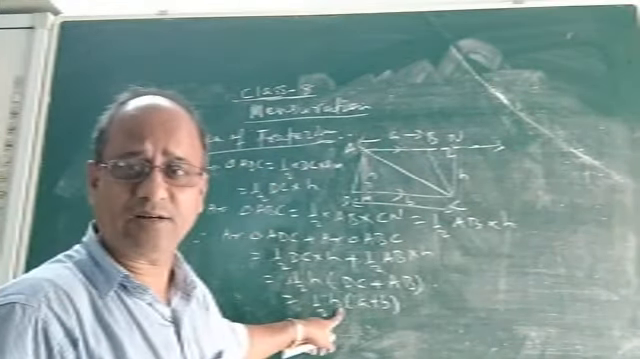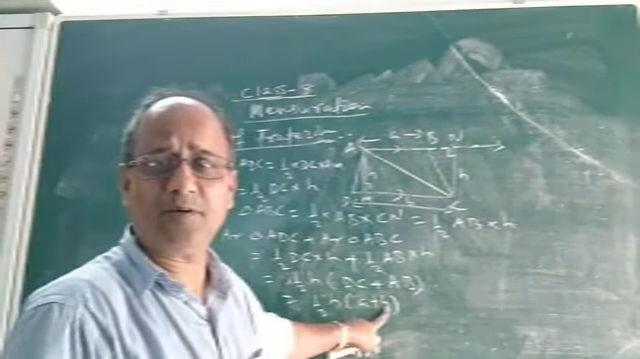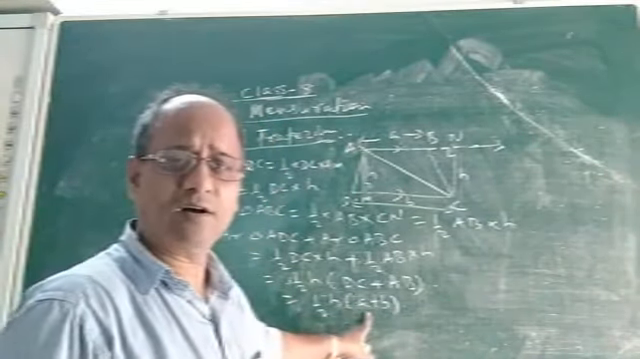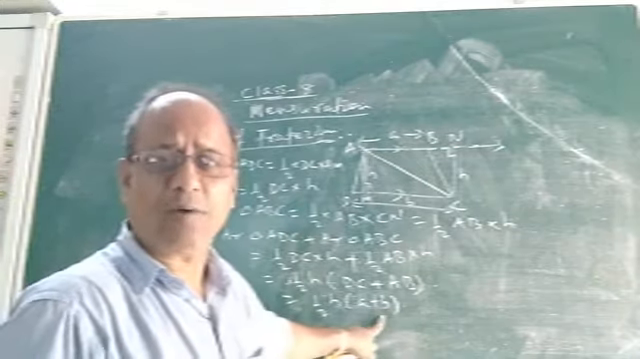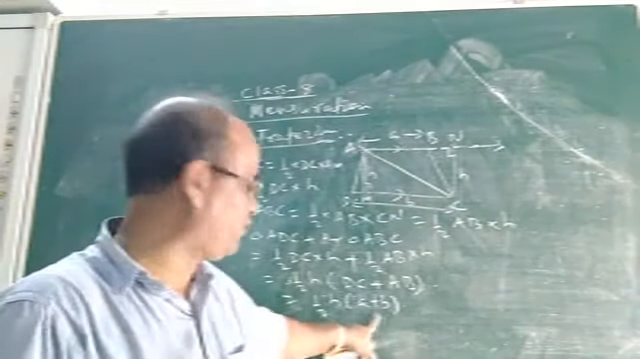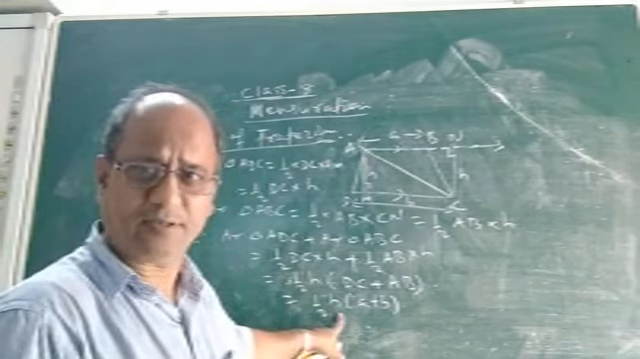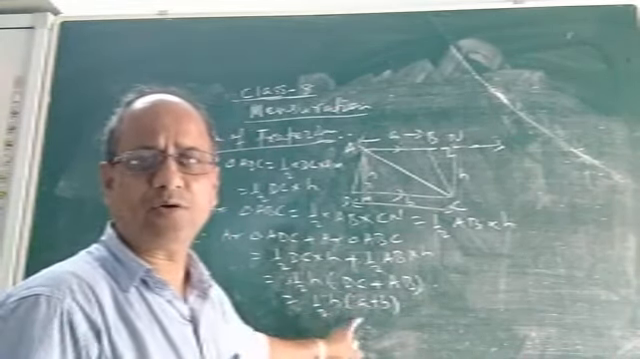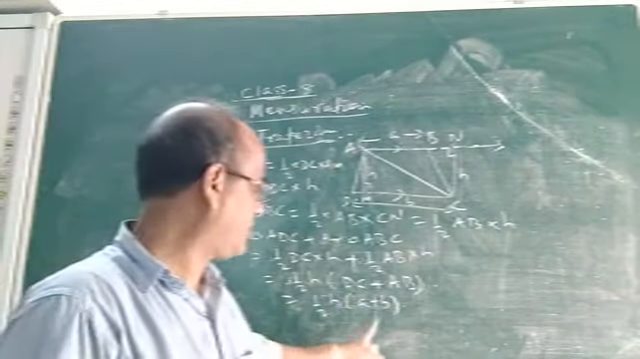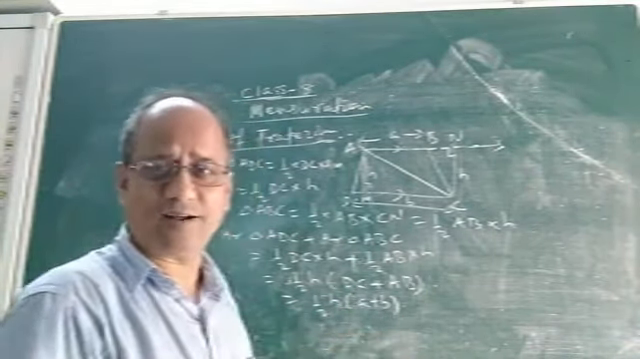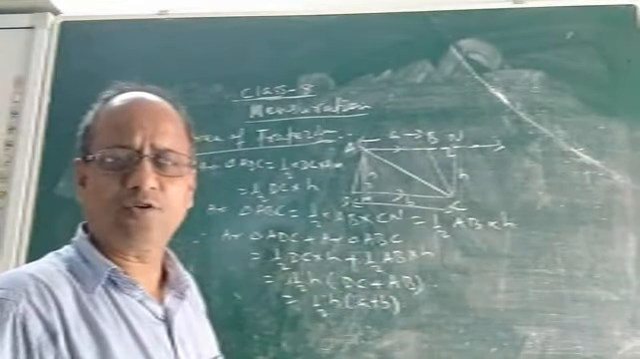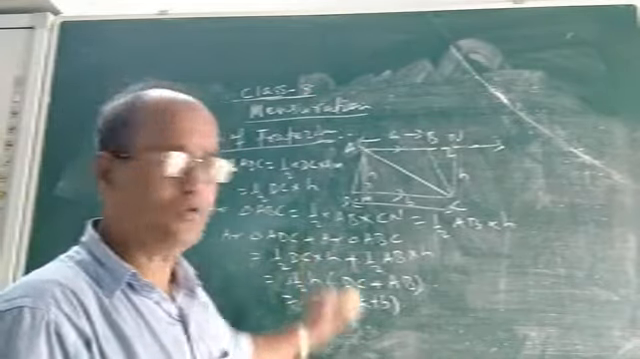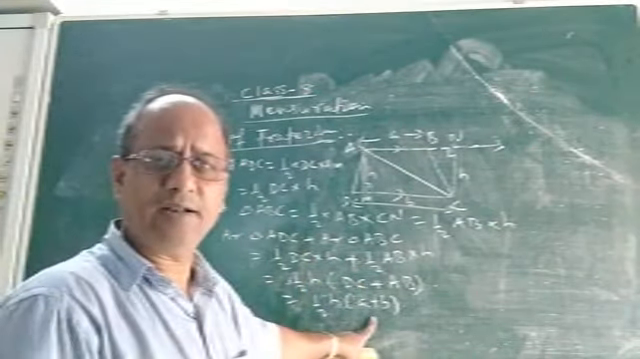Half into H, where H means height or altitude, and small a plus small b is the sum of the two parallel sides. So what I mean to say, children, is that if the lengths of the two parallel sides and the altitude of a trapezium are given to you, then you can easily calculate its area using this formula: half into H into (a plus b), where a plus b is the sum of the two parallel sides and H is the altitude or height. So this is the formula to be used to find the area of a trapezium. Children, I hope you understood how to calculate. And from this formula you can derive many formulas.